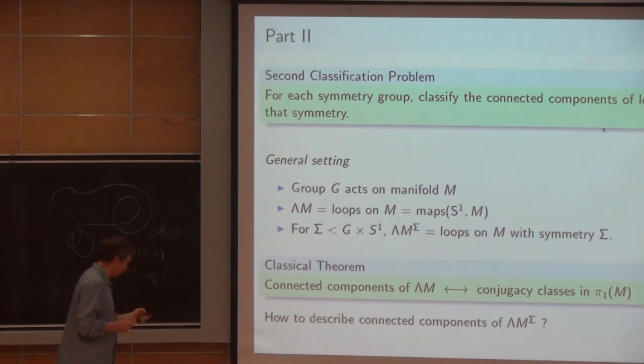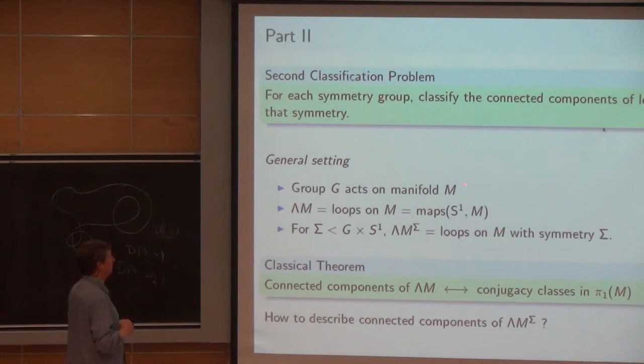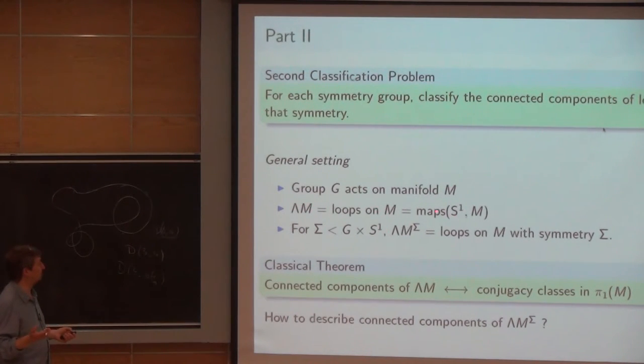So the general setting is that we have a group, G, which was before O2 cross the permutations, acting on a manifold. The manifold there was C^N, complex numbers to the N, or minus 1 if we fix the center of mass. So it was C^(N-1). That's telling you where the N particles are in the plane. So that's the manifold M. And lambda M is the space of loops, standard notation, which is just continuous maps from S1 to the manifold.